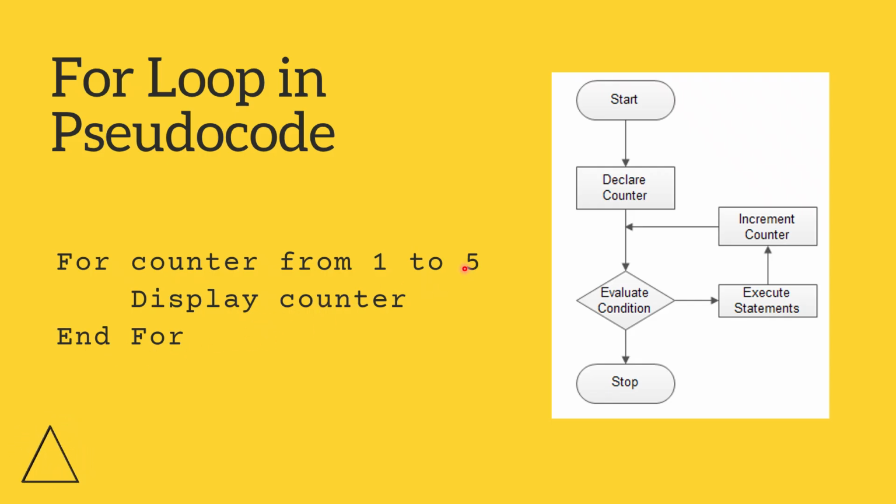And then once we reach our max, then we're going to end it. Okay. So again, here we declare our counter. We evaluate the condition. If we're still within our count, then we execute the statements and then we increment the counter. So we go from 1 to 2 and then we evaluate the condition. Yeah, we're still within that range. Okay, and then we keep going until we meet the last condition, which is 5. Once we meet 5, then we stop.